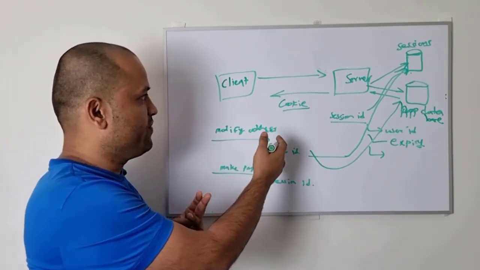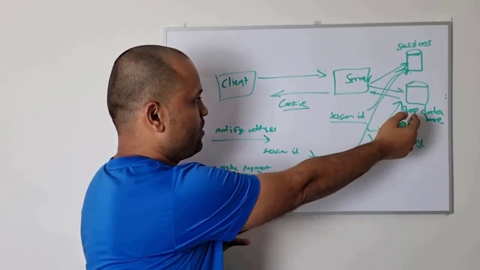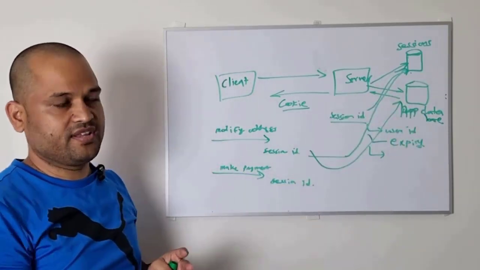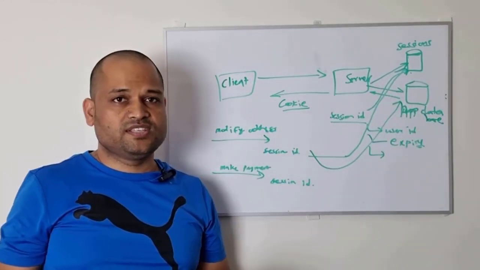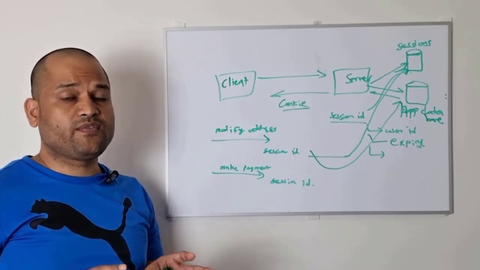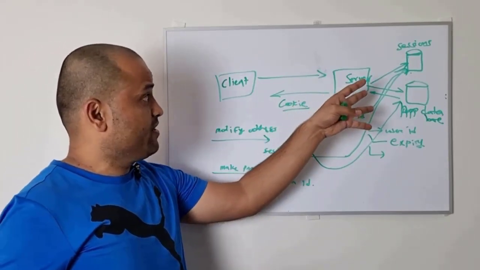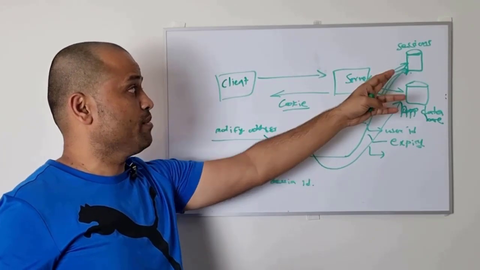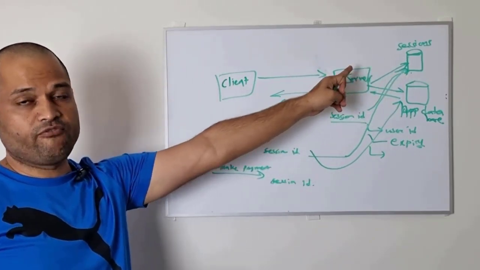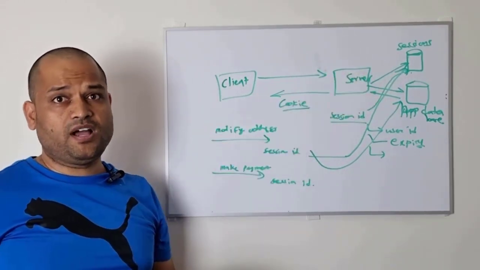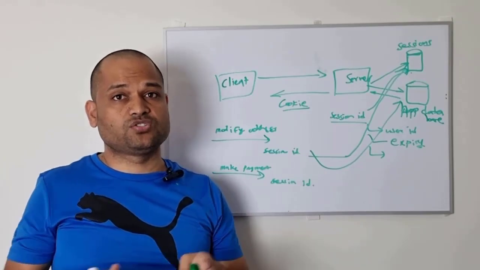Like modify the address, it has to go and update the address table, whatever is there in that application database. As you can see, the main disadvantage of having the server side sessions is that the server side has to look up this session database for every request. And now we will see how the JWT based sessions solve this problem.